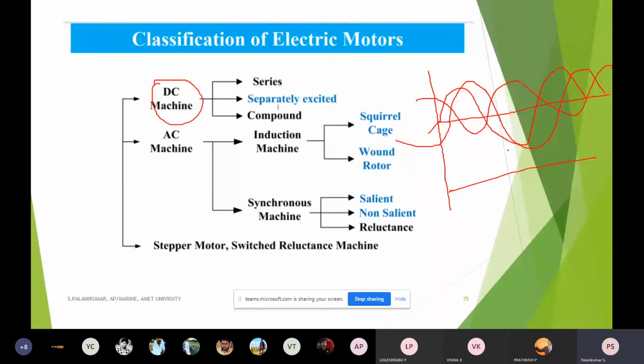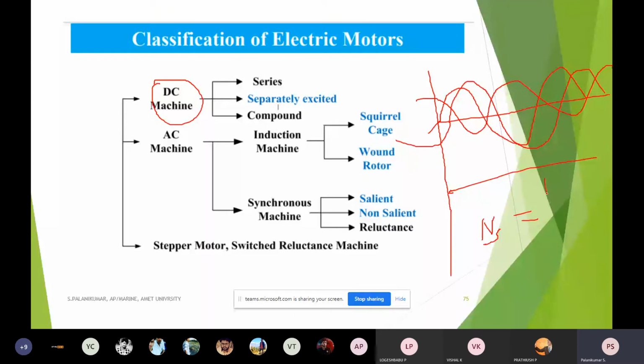Whenever the rotating magnetic field is there, the rotor winding cuts the flux, and whenever there is flux cutting in the rotor winding, there will be an induced EMF. According to Lenz's law, in order to oppose the cause, the rotor starts rotating in the same direction as the rotating magnetic field. Because it is not able to catch up with the revolving magnetic field, there will always be slip. The synchronous speed is ns equal to 120 f by p.